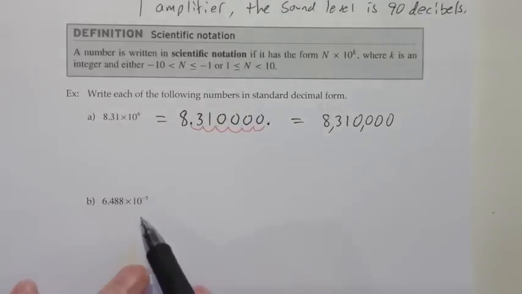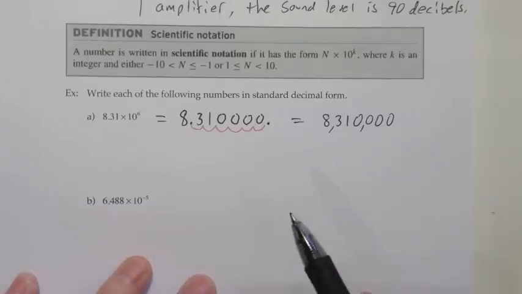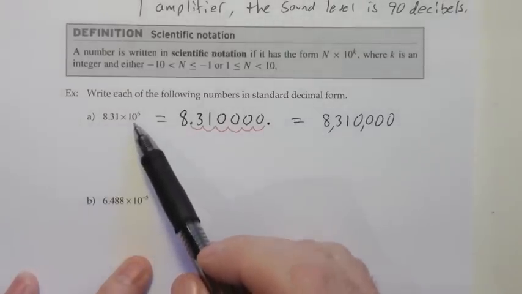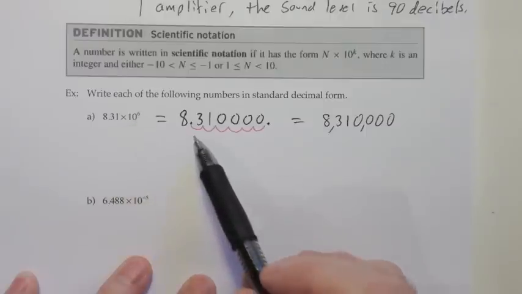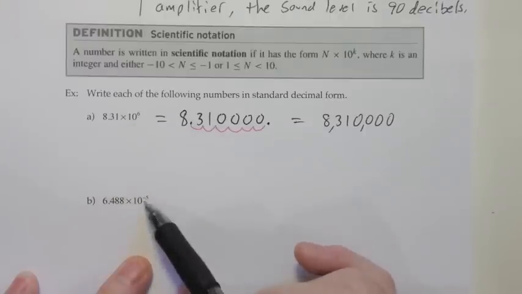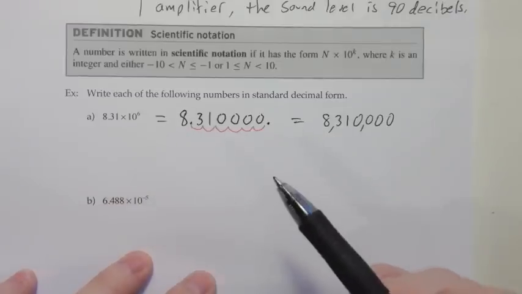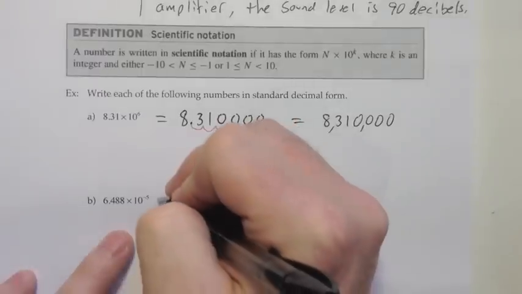So to think about what this means, there's a bit of a guess I could make. If multiplying by 10 to the positive 6 means move the decimal place to the right, probably if the exponent is negative, I would move the decimal to the left. And that does turn out to be the case, but I want to show you why using what we just learned about negative exponents.